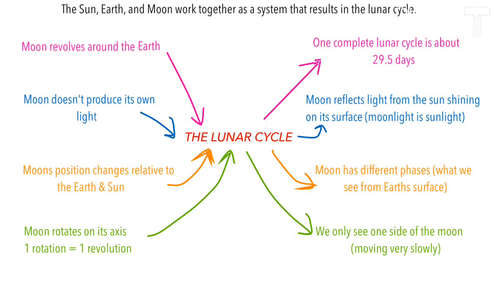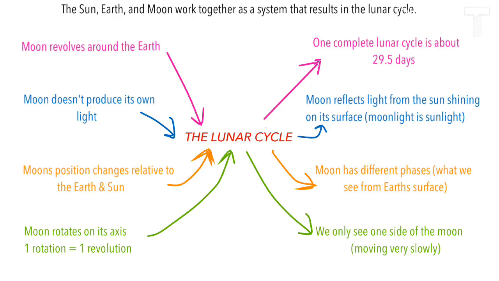So we've already looked at how the sun and earth work together to give us our day and night and our seasons. When we throw the moon in the mix, we get what we call the lunar cycle. So the moon revolves around the earth, and it takes about 29.5 days to complete one revolution of the moon around the earth. And the moon actually doesn't produce its own light. When we see the moon, it's the moon reflecting light from the sun that's shining on its surface. So when we see moonlight, we're actually seeing sunlight.